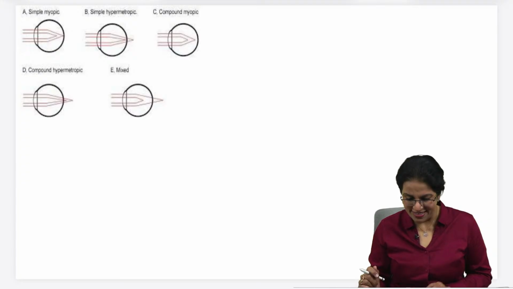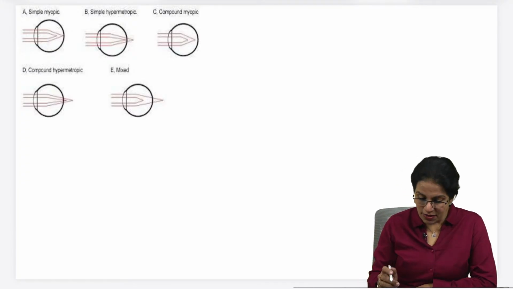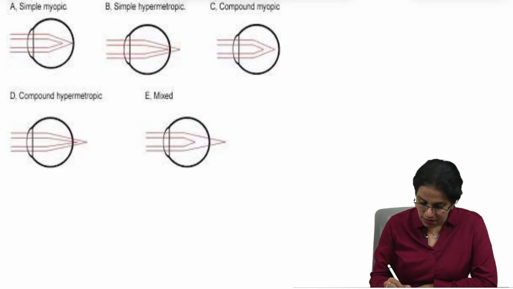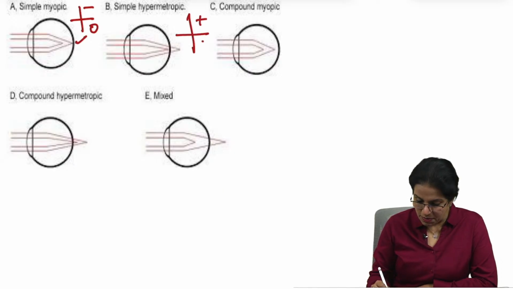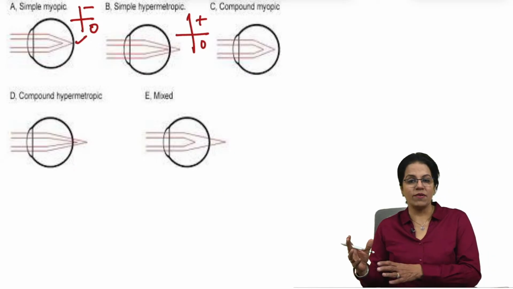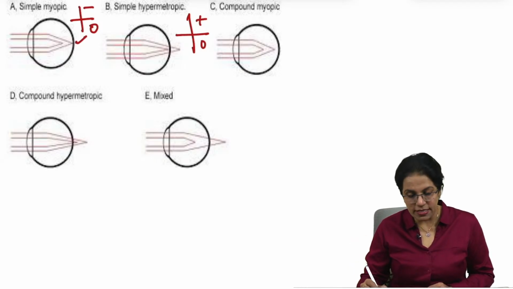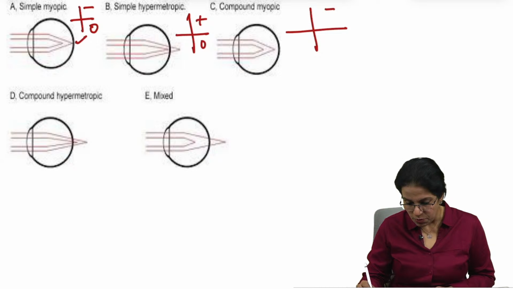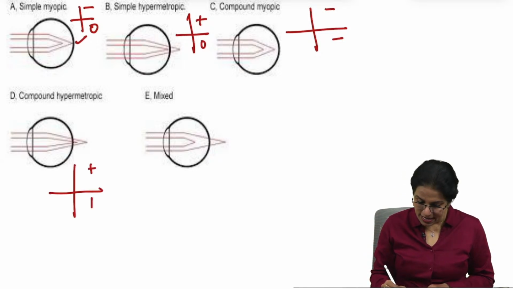Now, what about this one? So, we are talking about astigmatism and we have to know this very simple. If one axis is focusing correctly and one is in front of the retina, this is simple myopic. This becomes simple hypermetropic: one axis is focusing behind, one is on the retina. Here both axes are in front of the retina, it's compound myopic, matlab both eyes they will be minus. Here both will be plus and here it is mixed, one plus and one minus.